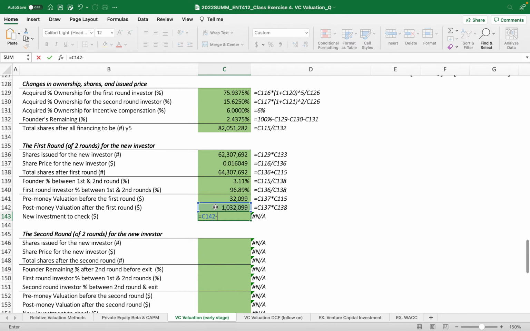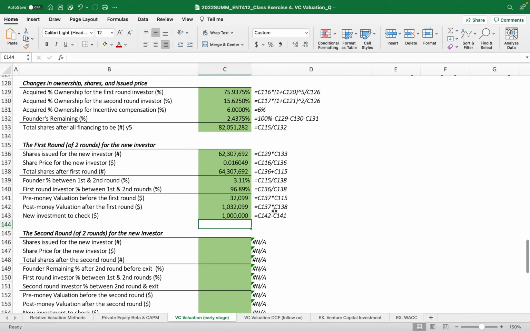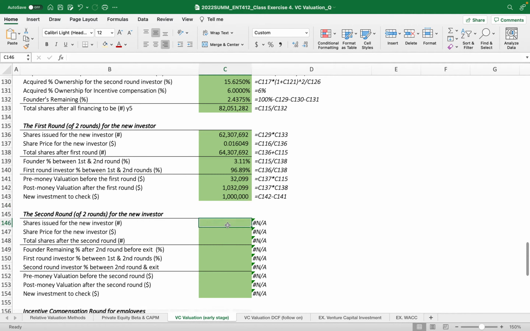Let's check up the new investment for the first round, definitely 1 million. This 1 million just right after the first round will be added to the value of the firm from this 32,000, right? So the total post-money valuation after the first round is 1,032,000. Now let's go to the second round. After 3 years, what happened?